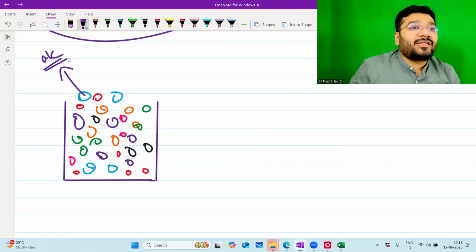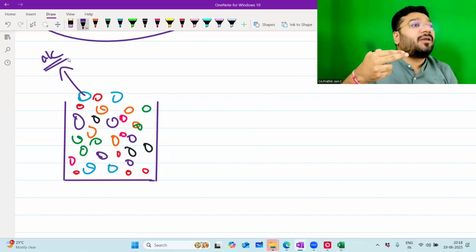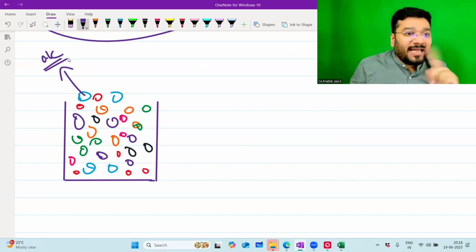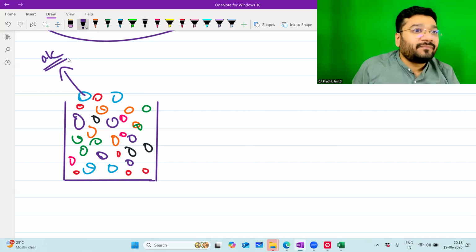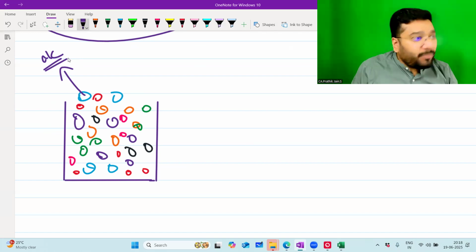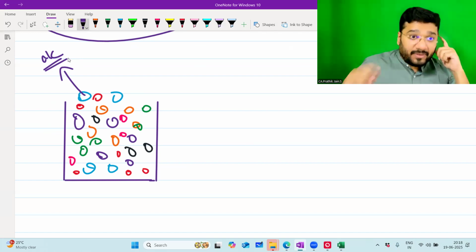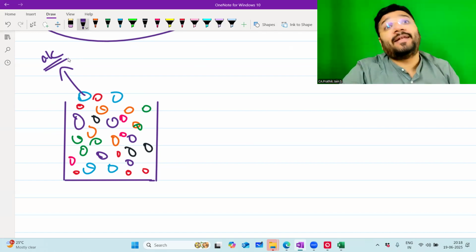You record all the transactions one after the other in chronological order. What is chronological order? As and when the transaction takes place, you record one after the other. If I ask you in this, how many red balls are there? Will you be in a position to tell? You can tell, but you will take your own sweet time.